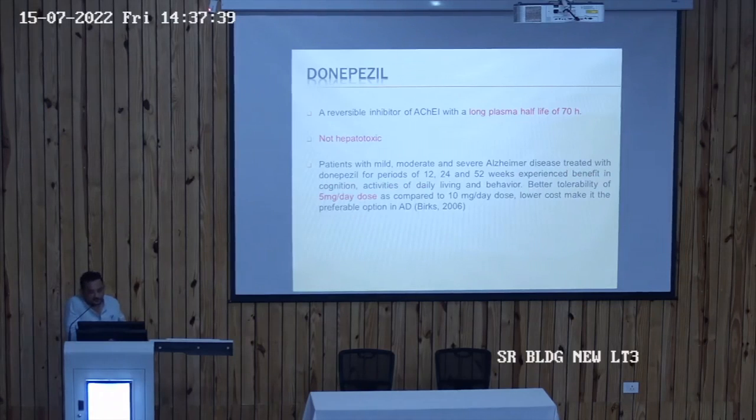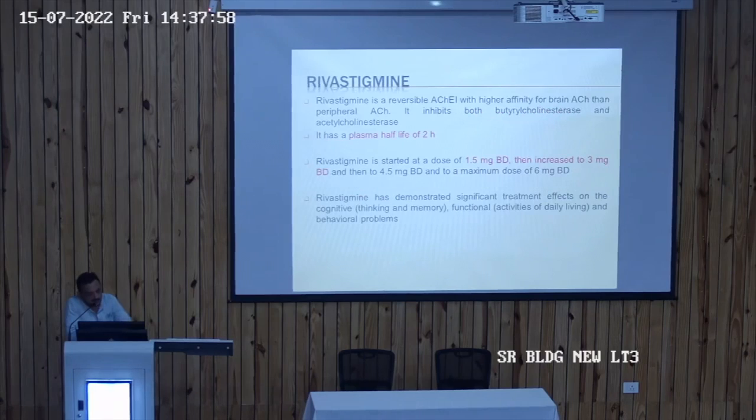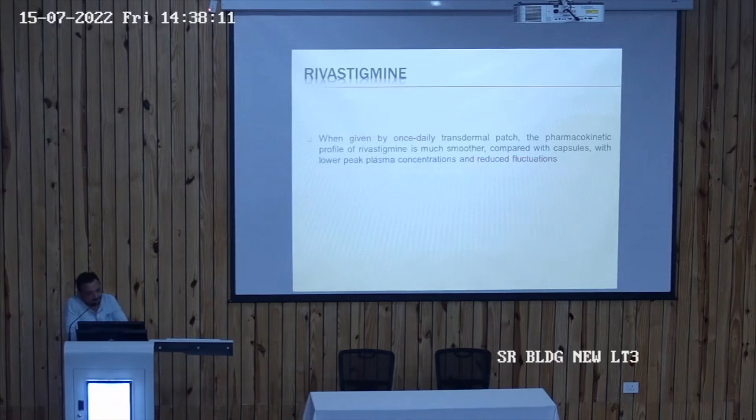Donepezil is used. It has got a long half-life of around 70 hours and is not hepatotoxic. 5 milligram per day dose से start करते हैं and increase it to 10 to 15 milligram at the most per day. Rivastigmine has a mean plasma half-life of 2 hours. Start with 1.5 milligram BD dose and then can be increased to 3 milligram BD. Rivastigmine का transdermal patch भी available है in the market. So it can have a smooth plasma level and sustain for the long run.